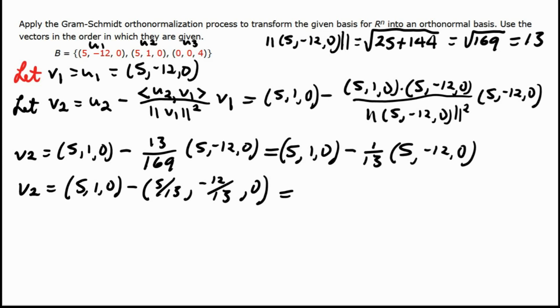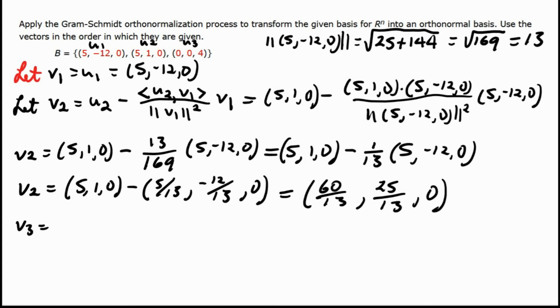It's funny when you have everything everywhere. So we get 5 minus 5 over 13, which gives us 60 over 13. And then 1 minus negative 12 over 13 is 1 plus 12 over 13, so that gives us 25 over 13, and 0.